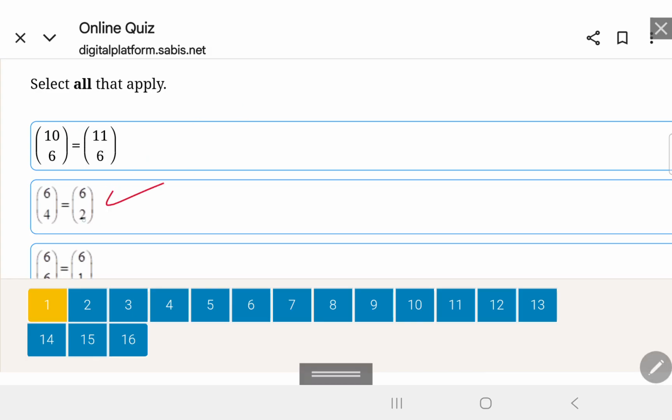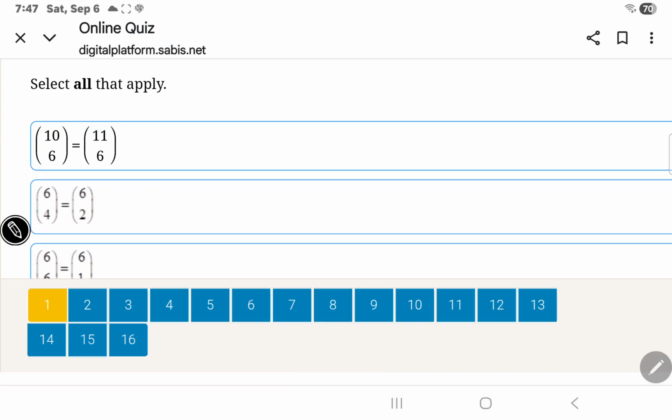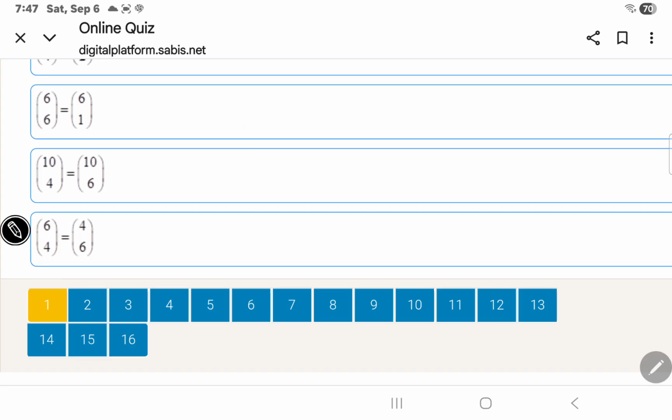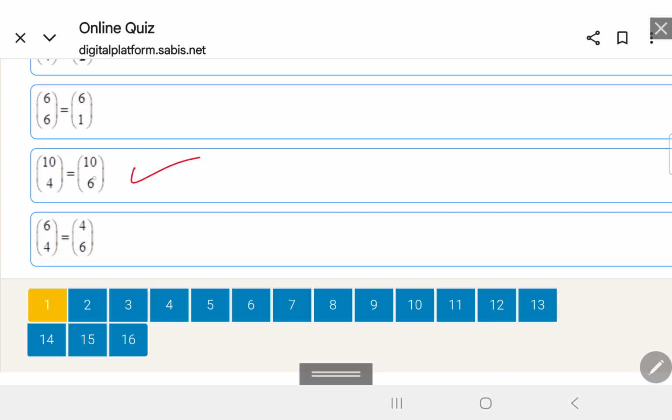This is a correct option because if you add 4 plus 2 you get 6. So this must be a correct option. Let's see if we have another one. This is also a correct option because if you add 6 plus 4 you get 10.